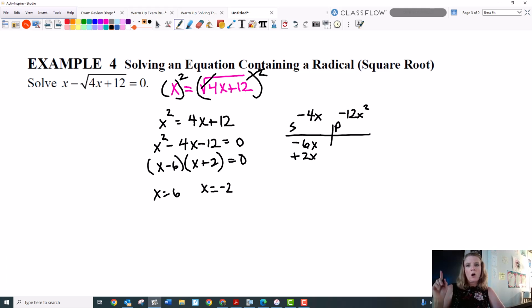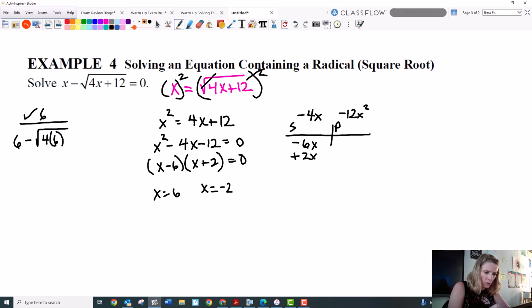Now, on these, you do have to check your answers. So I'm going to check the 6 first, and to check it, you just plug it back in everywhere there's an x, and then you see if it works. So 6 minus the square root of 4 times 6 is 24 plus 12 is 36, so the square root of 36. So 6 minus 6 is 0. Check. So this one works.